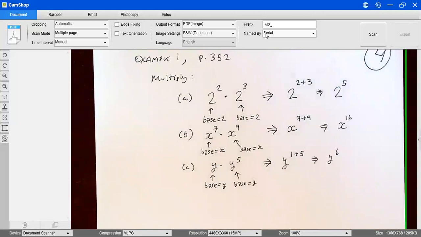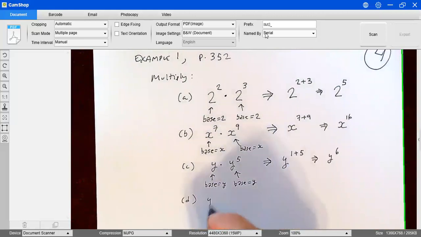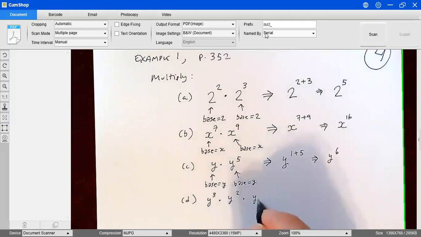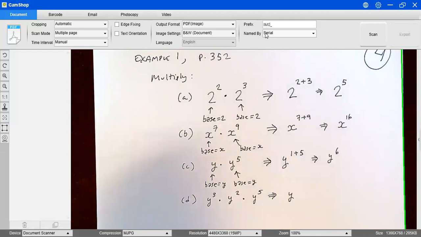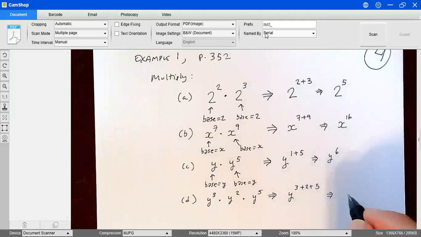So we have one more case for this example. So now we have y to the cube times y to the second power times y to the 5th power. So you can see that you are multiplying powers of y. So you just need to write the common base. And now you're going to add the exponents. So now we have 3 powers, then we have 3 exponents. So this is going to be y to the 10th.